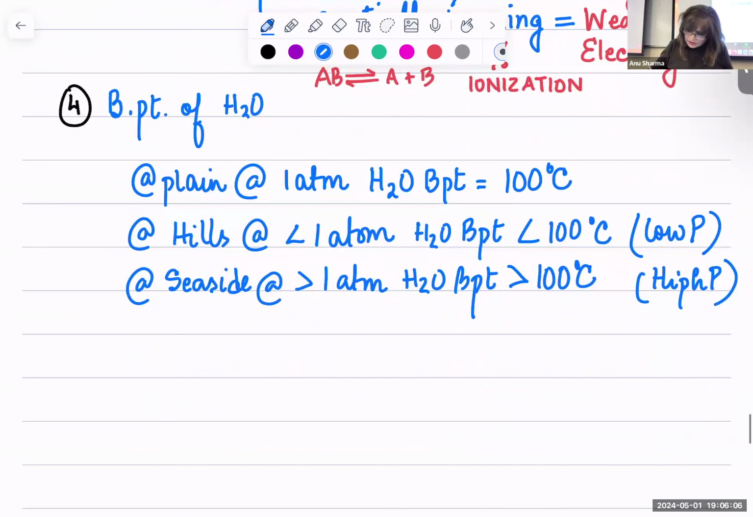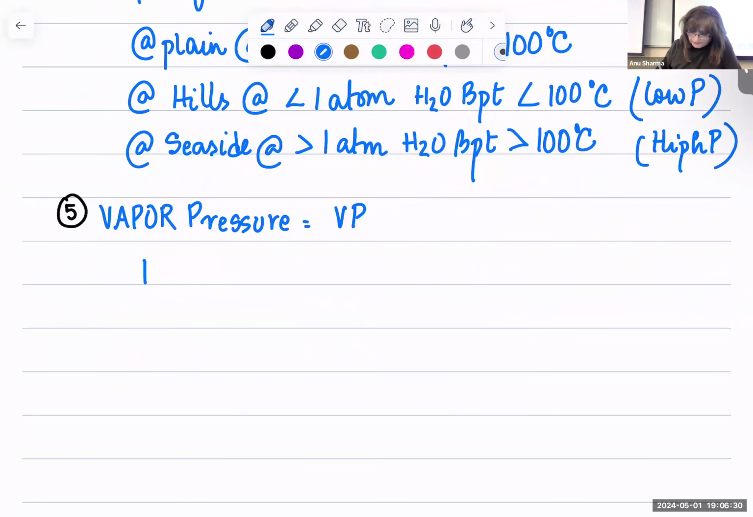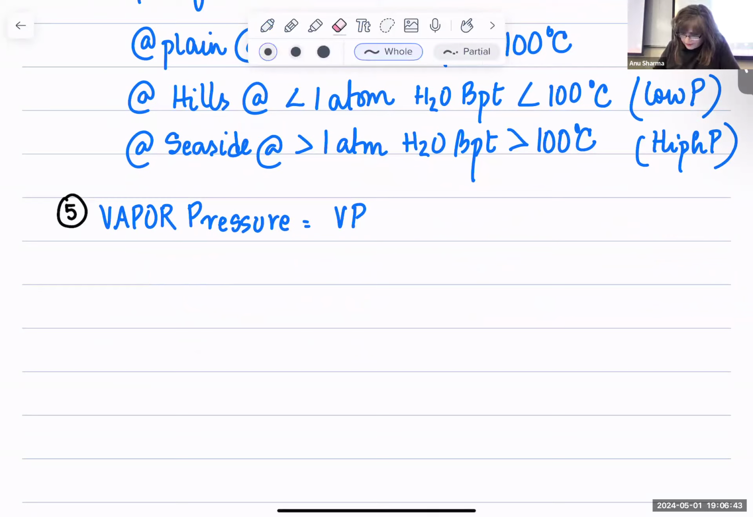Next, when we talk about boiling, what is vapor pressure? You should know what vapor pressure is. It is the pressure of the vapors that accumulate over the surface of the water. For pure liquids, pure solvents like water, there is a vapor pressure.